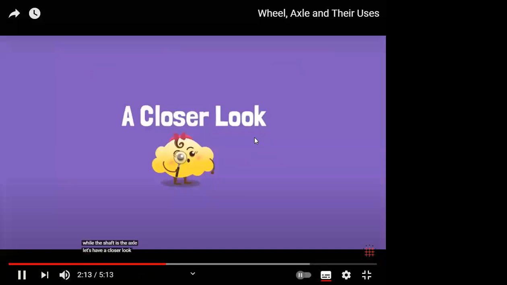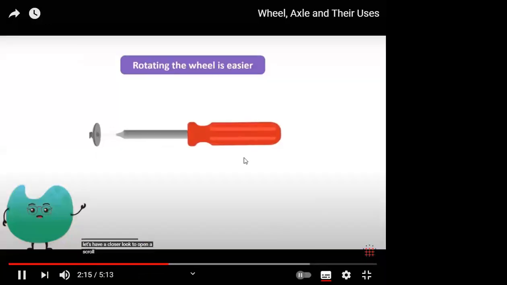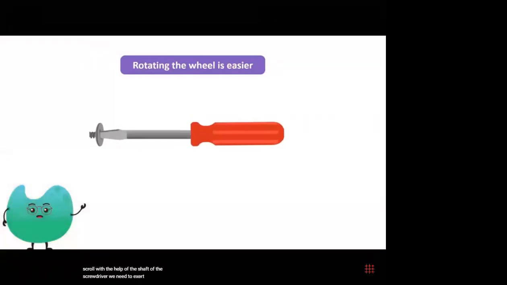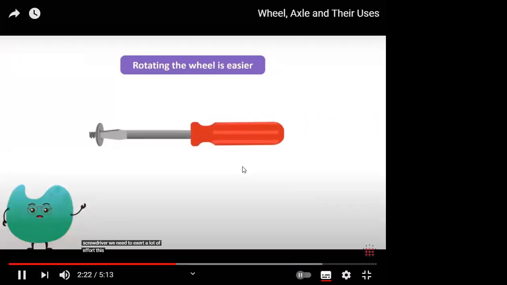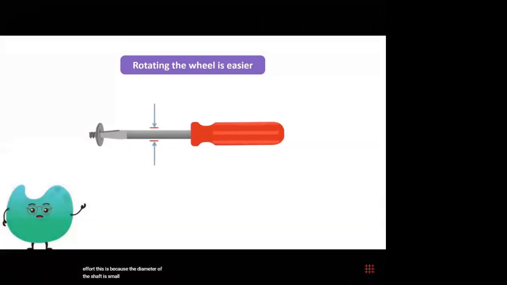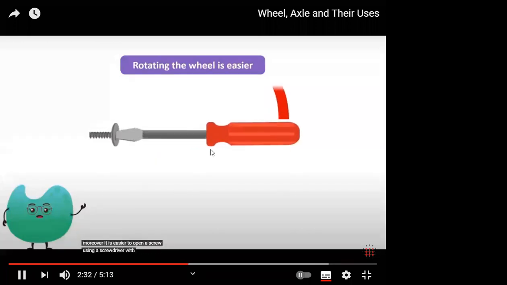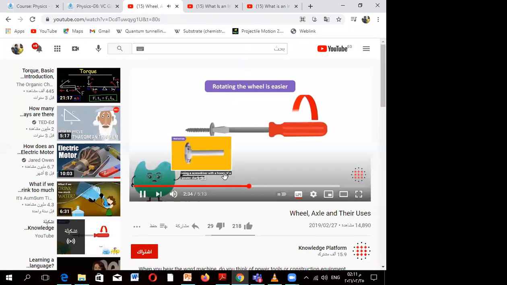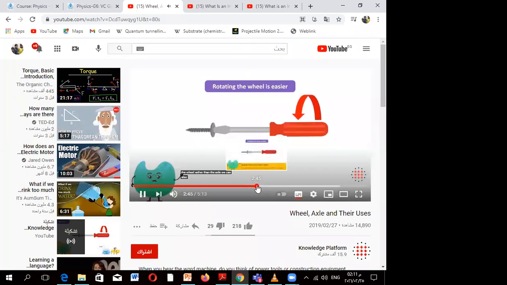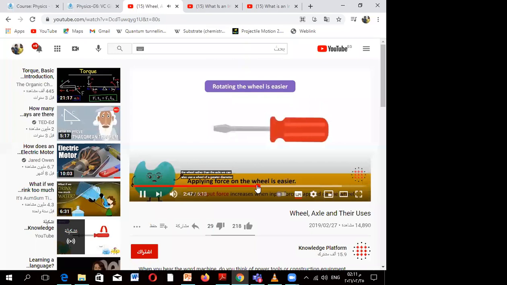Let's have a closer look. To open a screw with the help of the shaft of the screwdriver, we need to exert a lot of effort. This is because the diameter of the shaft is small. Moreover, it is easier to open a screw using a screwdriver with a handle of a greater diameter. So, also use a wheel of a greater diameter according to the requirement of the task.